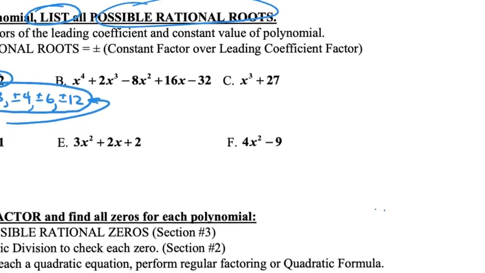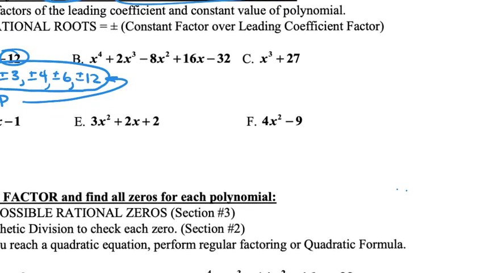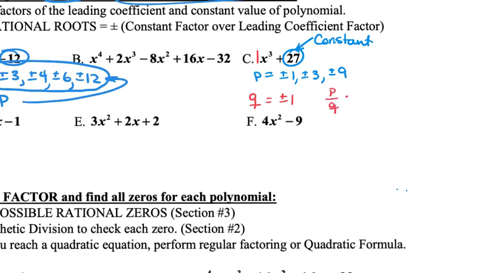I'm not going to do B here. B is very similar. I'll do C just because it's only got 2 terms. But this, again, is still the constant. There's no variable with it. So your P is either a 1, or it is a 1, 3, or a 9. Your Q is the lead coefficient, its factors, but that's just 1 again. So once again, P over Q is just going to be equal to your P list.